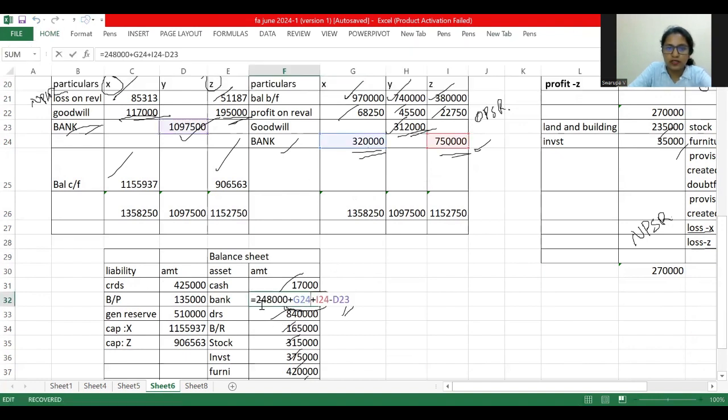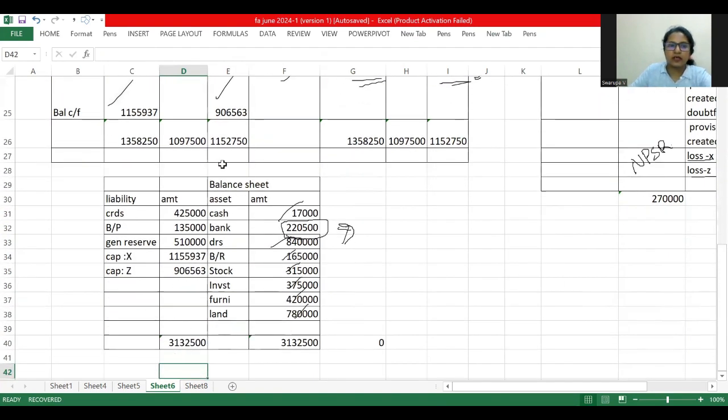So it is 2,48,000, which is the balance there, plus 3,20,000, 7,50,000 minus 10,97,500. That gives you the net balance in the bank account. Creditors, bills payable, reserves, everything remains the same. And X and Y capital, whatever is the balance carried forward, the same thing if you post it, your balance sheet will tally.